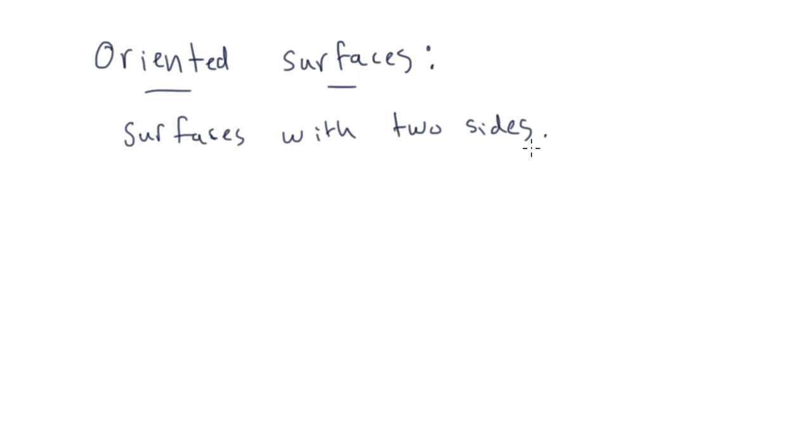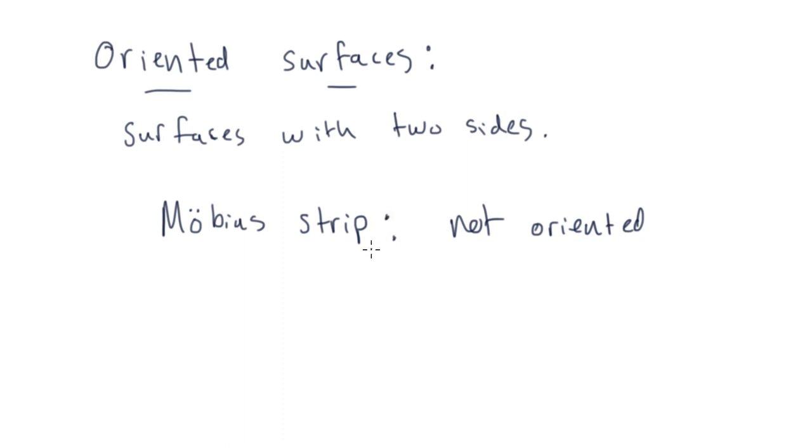Well, there are examples of non-oriented surfaces, and there's a famous example, and we're not going to say much about this now, but the example is called a Mobius strip. So the Mobius strip is not oriented, since it only has one side. And this is really interesting, especially if you haven't seen this before. So how do you make a Mobius strip?